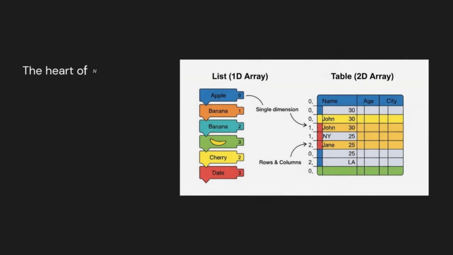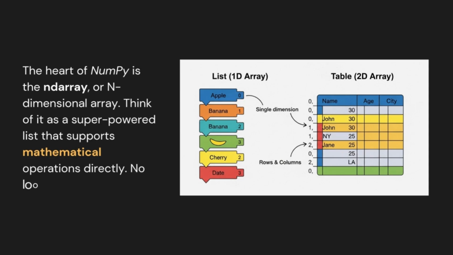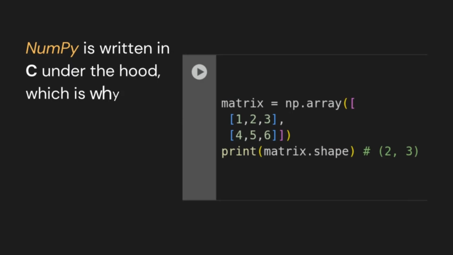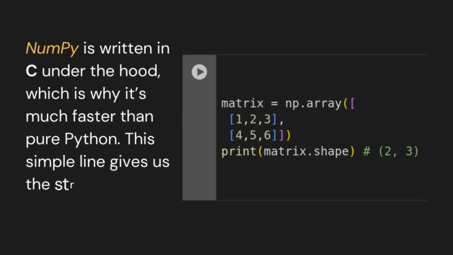Core concept. The heart of NumPy is the ND array, or n-dimensional array. Think of it as a super-powered list that supports mathematical operations directly. No loops, no complexity. NumPy is written in C under the hood, which is why it's much faster than pure Python. This simple line gives us the structure of data instantly.